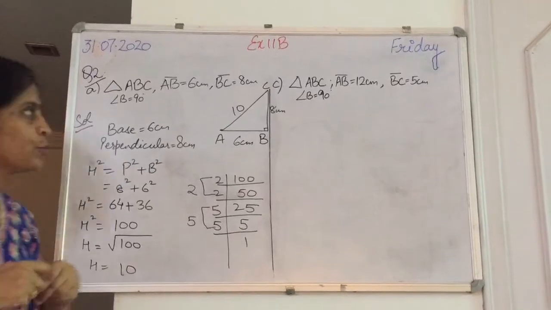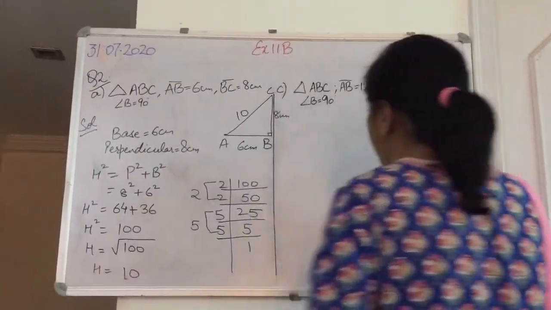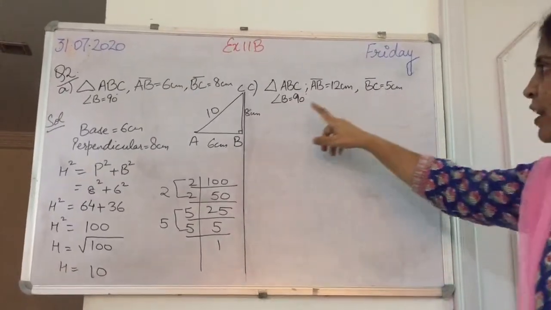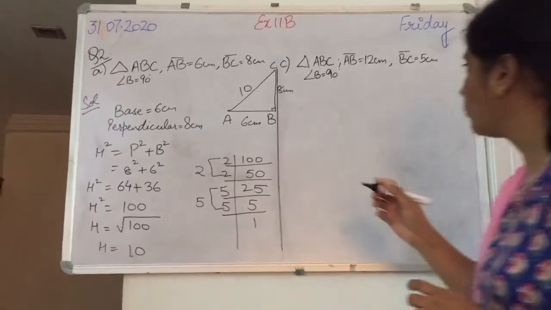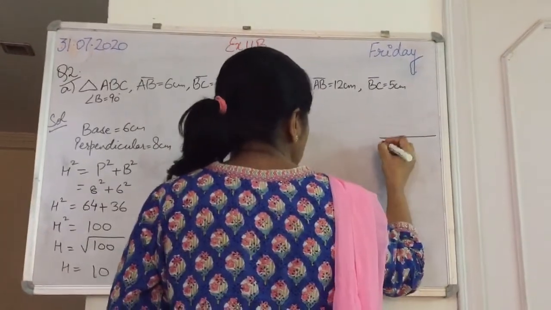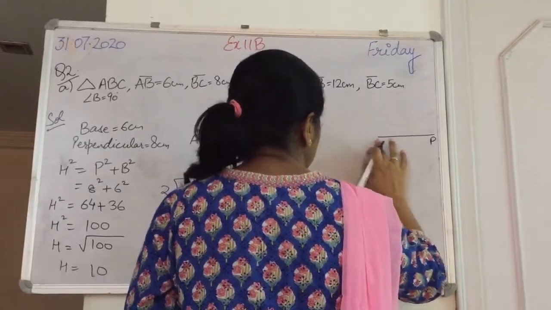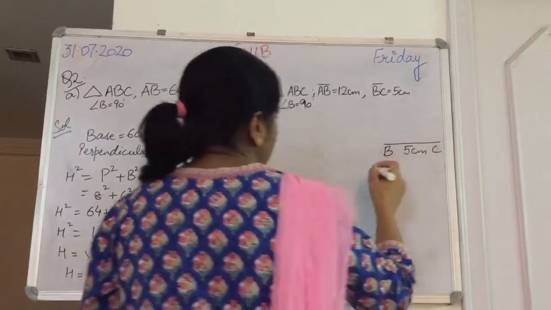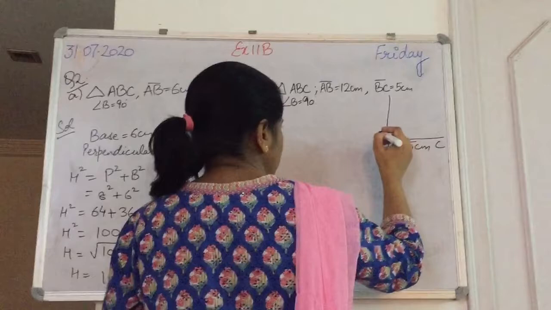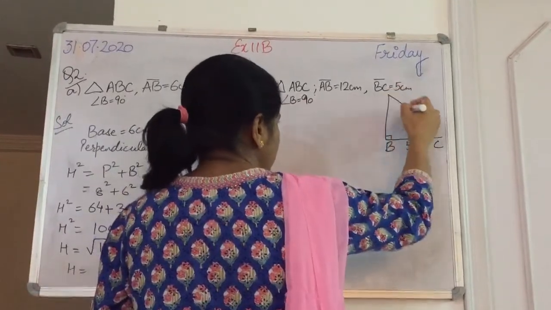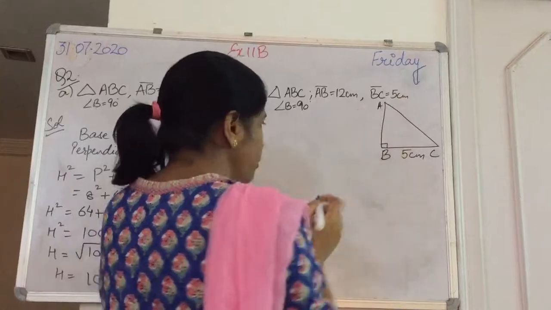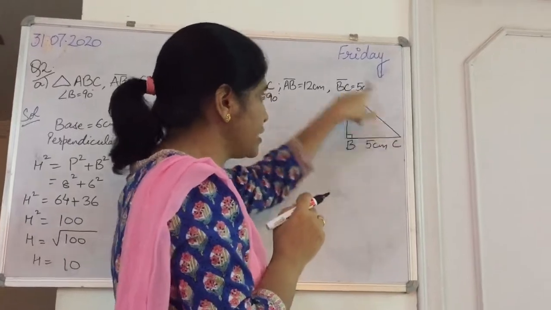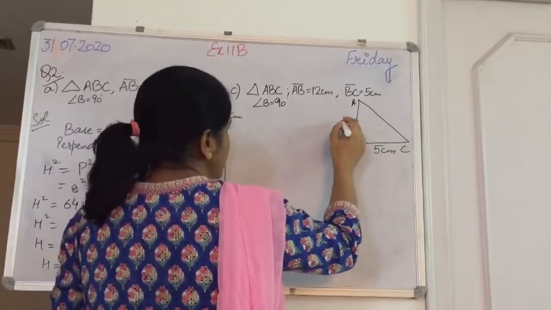Clear? Now let's do the C part of it. Now C part says triangle ABC, AB is 12 centimeter, BC is 5 and angle B is 90. Again, now I am drawing AB as 12. Okay, I am drawing BC as 5. You can draw a triangle as well. 90 degree. Now this will be like this. A will be on the top. It will always be clockwise, A, B, C. It will never be A, B, A, C. So AB is 12.